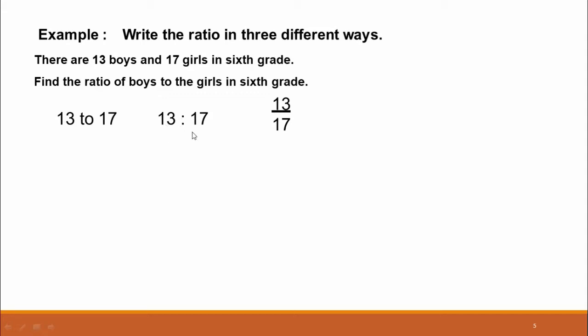or using this symbol we can present the ratio between quantities, or using the fraction we can present the ratio between quantities. So there are three ways by which we can present the ratio between quantities: use this word, use this symbol, or use the fraction symbol. We can write 13 to 17. This represents the ratio between boys and girls in this example, or 13 ratio 17 represents the ratio between boys and girls, or 13 by 17 represents the ratio between 13 boys and 17 girls in this example.